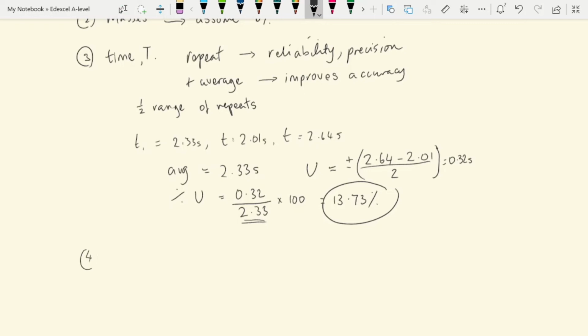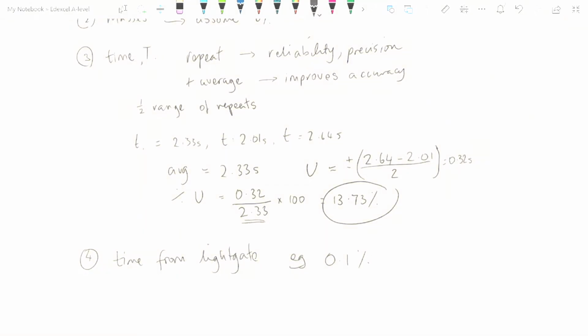The fourth thing that we measured is the time from the light gate. This is likely to have a very low uncertainty, and therefore a very low percentage uncertainty. You can do the same process and look at the repeats that you get from the light gate timer, find half the range of the repeats, put it over the average, get yourself a percentage, but for now we'll call it, let's say, 0.1%, so it's almost insignificant.